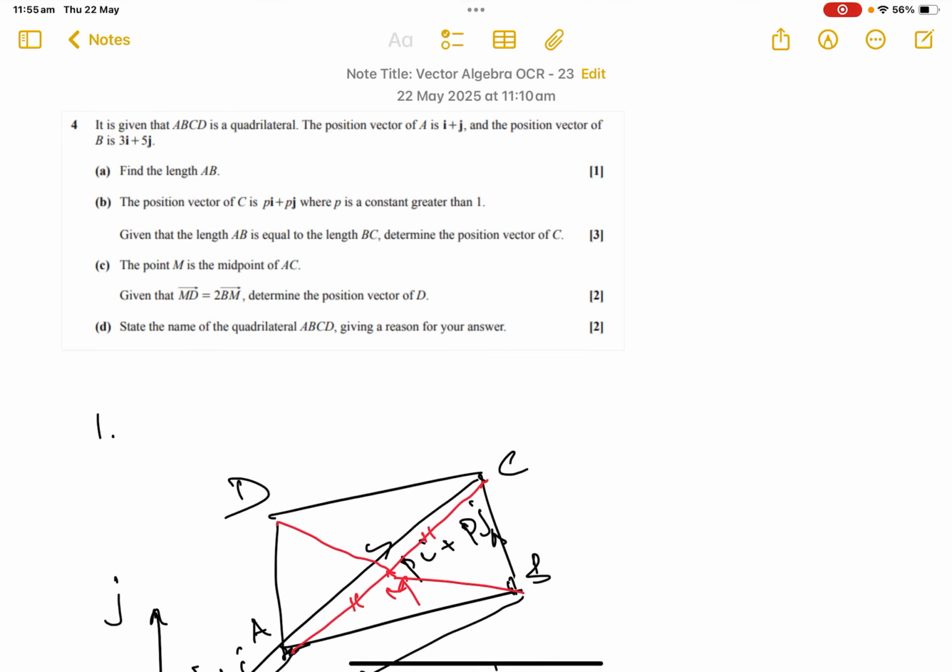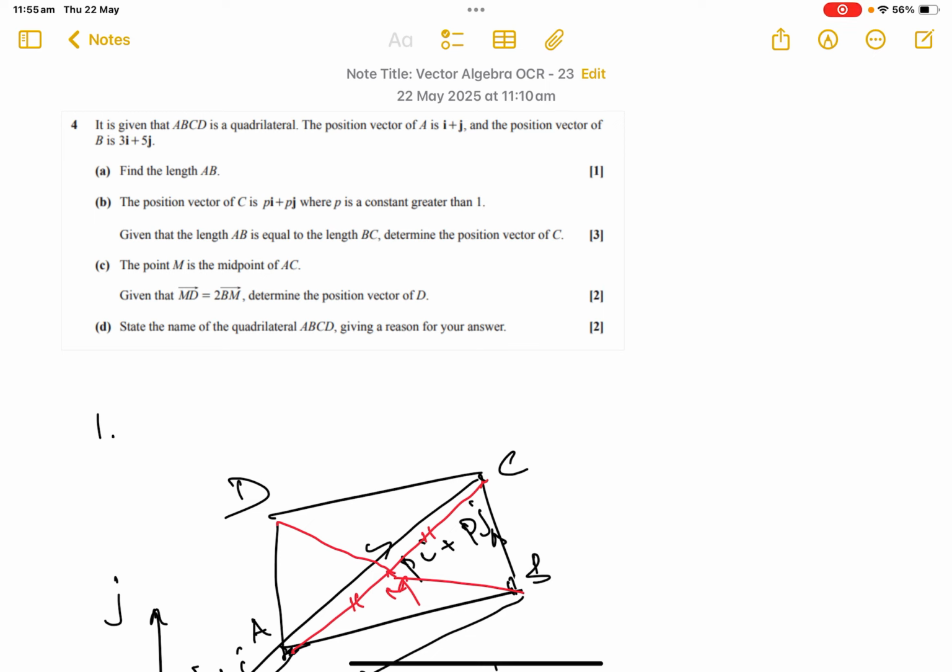The past question on vector algebra from Oxford and Cambridge past paper. The question: it is given that ABCD is a quadrilateral. The position vector of A is i plus j, and the position vector of B is 3i plus 5j. Find the length of AB.